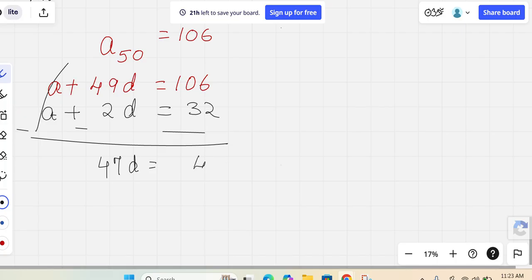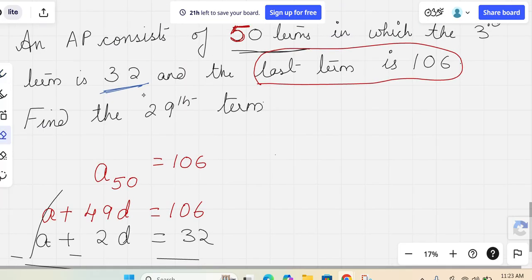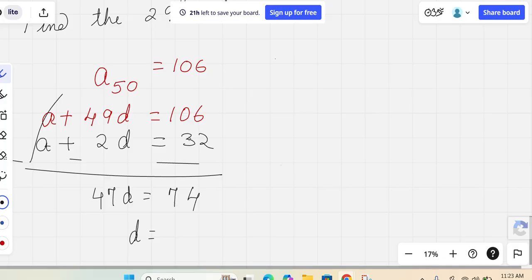Do it fast. How much is D now? D is equal to 74 divided by 47. So is it 74? 106 minus... I think there is a printing mistake. It's not 32, it's 12. There is a printing mistake. Okay, so this is 12.